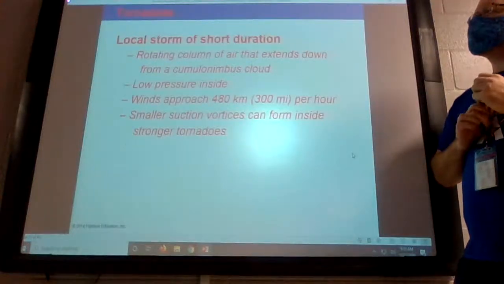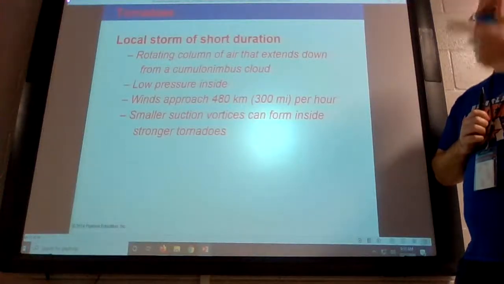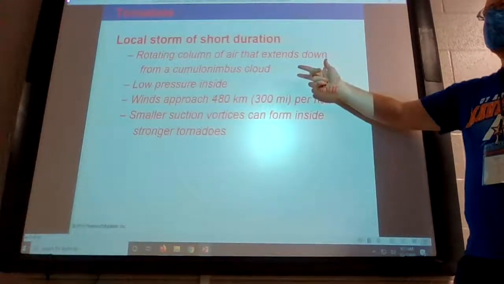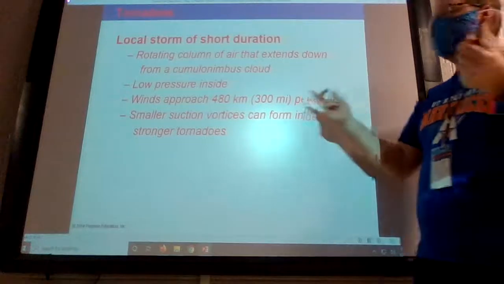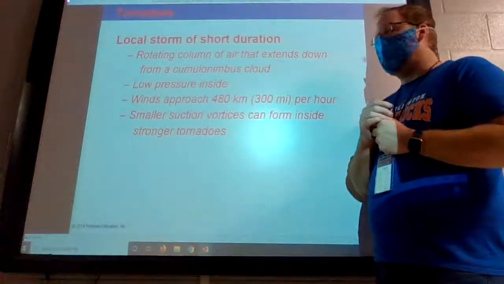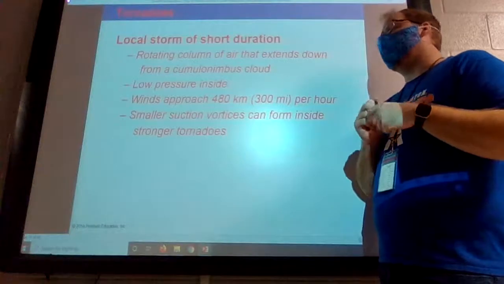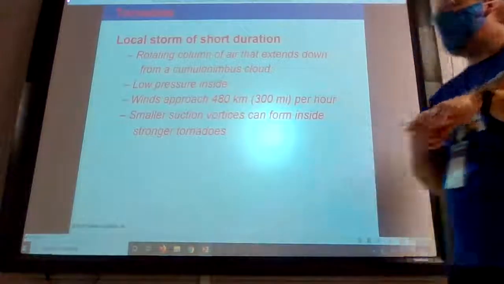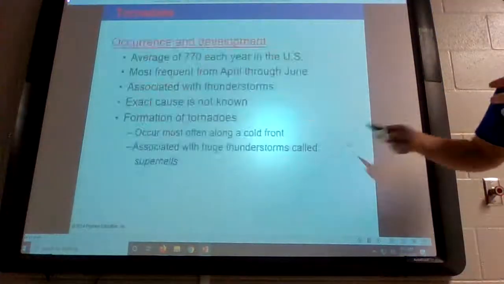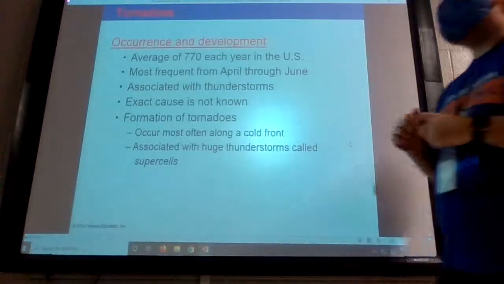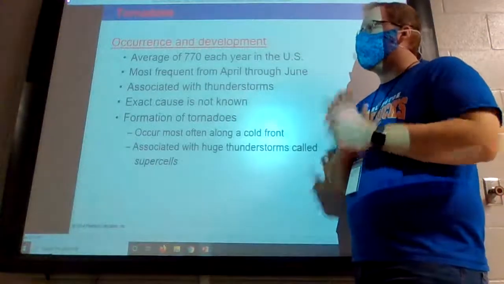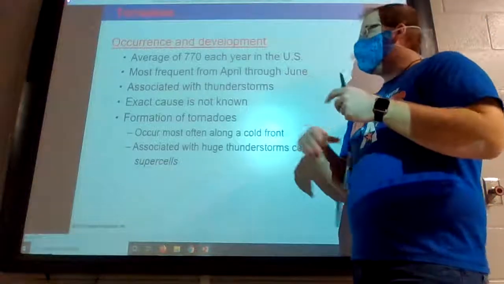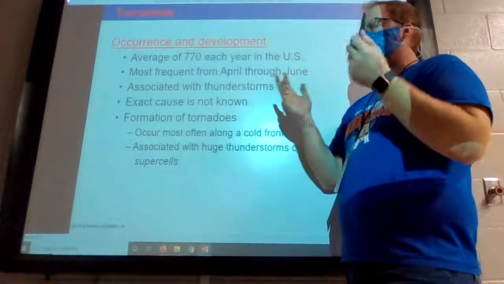Local storm, short duration. They're talking about tornadoes now. So tornadoes have to form from a cumulonimbus cloud. They have low pressure inside. The winds can reach up to 300 miles an hour or sometimes more. And there's a lot of dynamics in a tornado. Sometimes you can have a smaller tornado inside. You can have little parasitic tornadoes coming off the outside. On average, we have about 770 each year in the United States. Most frequently in April through June, which is tornado season, especially here in Tornado Alley.